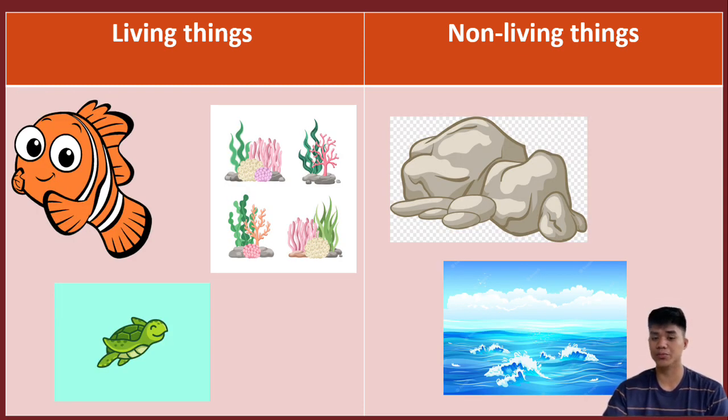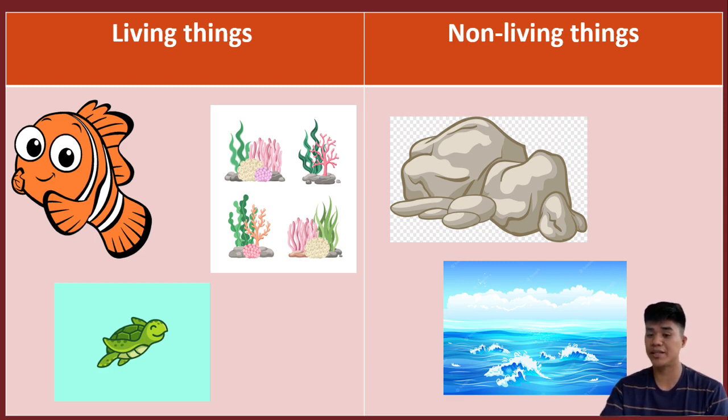How about group 2? In the coral reef ecosystem, the living things in here are the fish, the coral reef and the turtle. Why does the coral reef belong to living things? Because the coral reef has a life and it does eat, and it provides some protection for the fishes, which is the habitat of the species of the ocean.